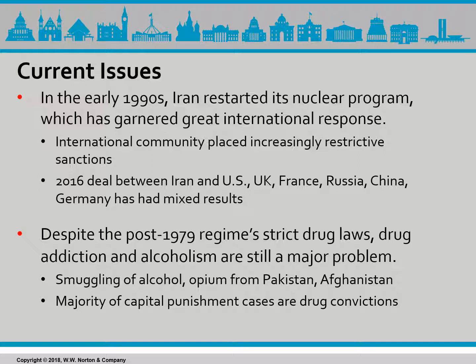In addition, despite the banning of drugs and the war on drugs in Iran, drug addiction and alcoholism are still a huge problem. There's smuggling of alcohol and opium from Pakistan and Afghanistan, and there are huge issues there. And that's, again, probably trying to deal with the repressive nature of the government, the lack of opportunity, and the all or nothing religious attitude. Interestingly enough, drug convictions can actually be treated with capital punishment. You can be executed for being either a drug addict or a drug dealer in the country of Iran.